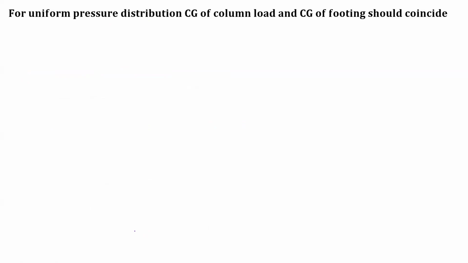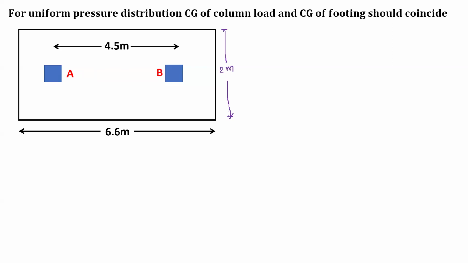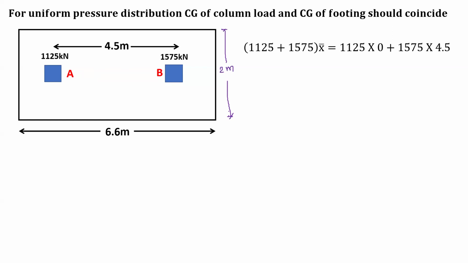For uniform pressure distribution, the CG of column load and the CG of footing should coincide. So this is the footing. The width of footing we have provided as 2 meters, and the length as 6.6 meter. The distance between the two columns is 4.5 meter. The load on column A is 1125 kilonewton and on B is 1575 kilonewton. Now to find X bar, we are taking moment about column A.